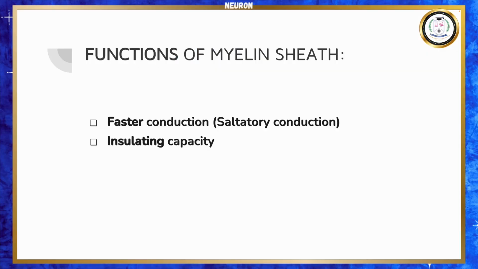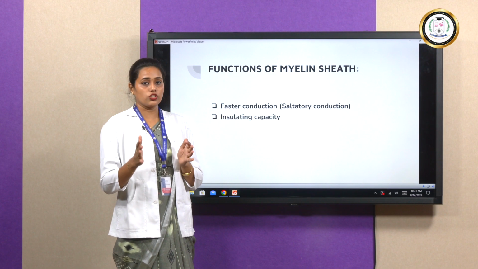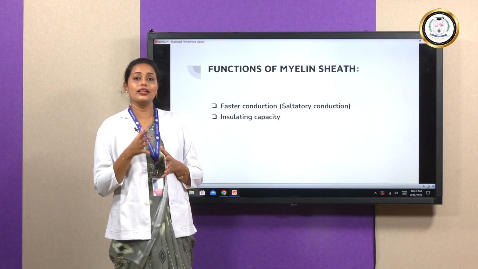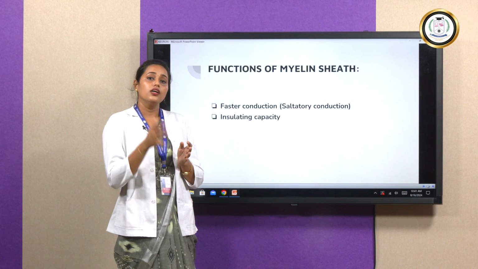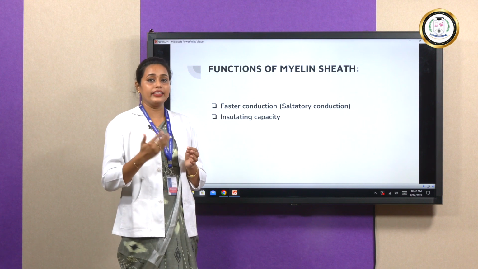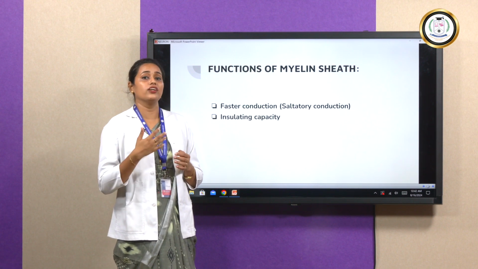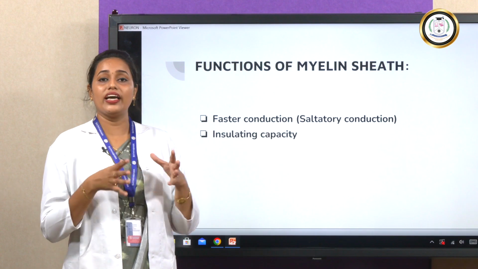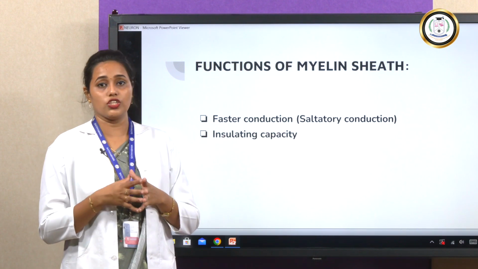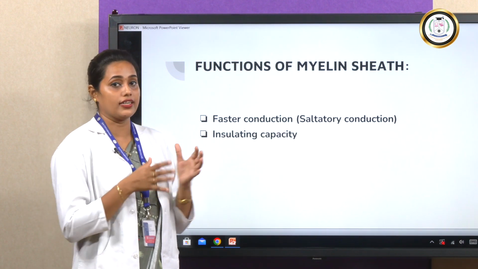Then we will discuss the functions of the myelin sheath. The two major functions of the myelin sheath are faster conduction and insulating capacity. Yes, the myelin sheath has the ability to conduct action potentials in a very fast manner. I think we have to talk about saltatory conduction when we are talking about faster conduction.